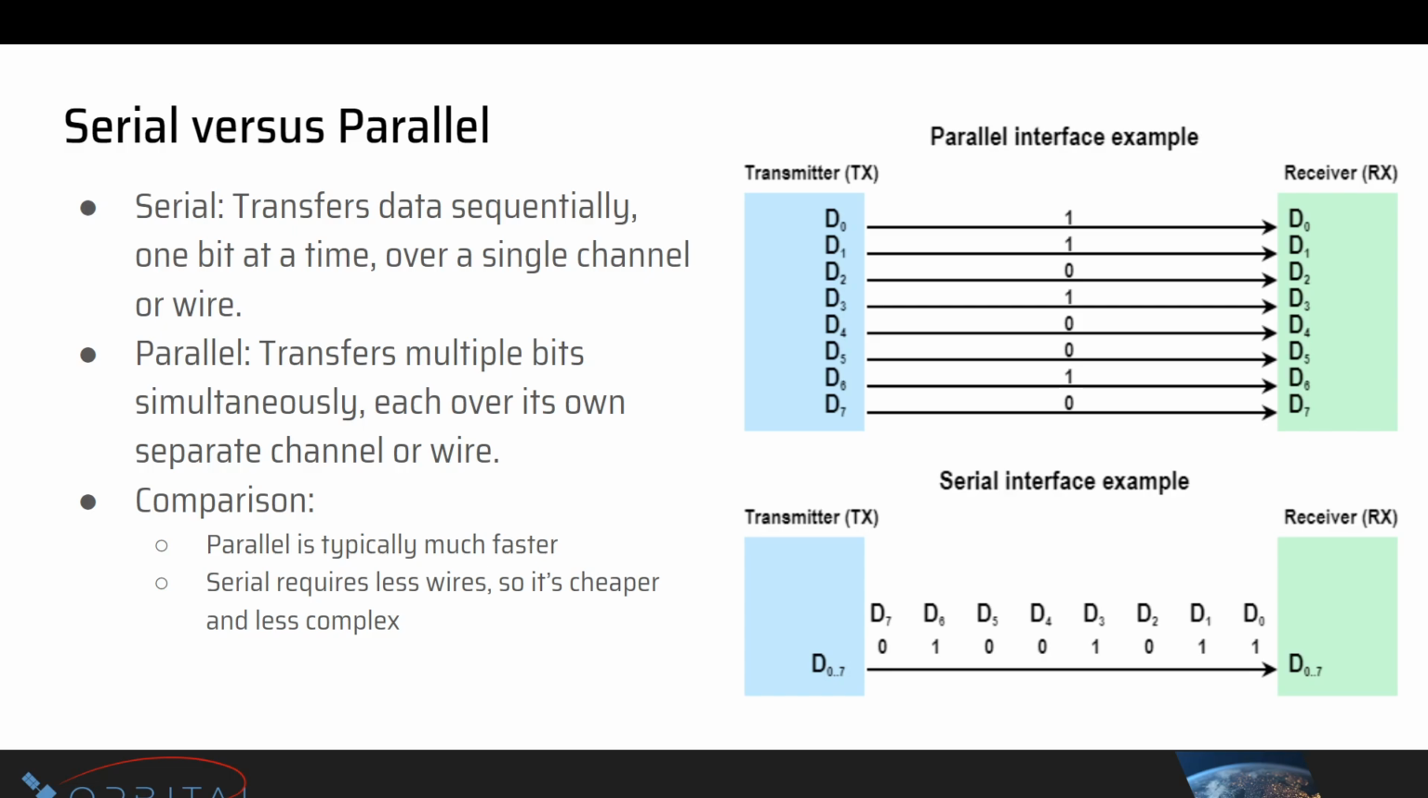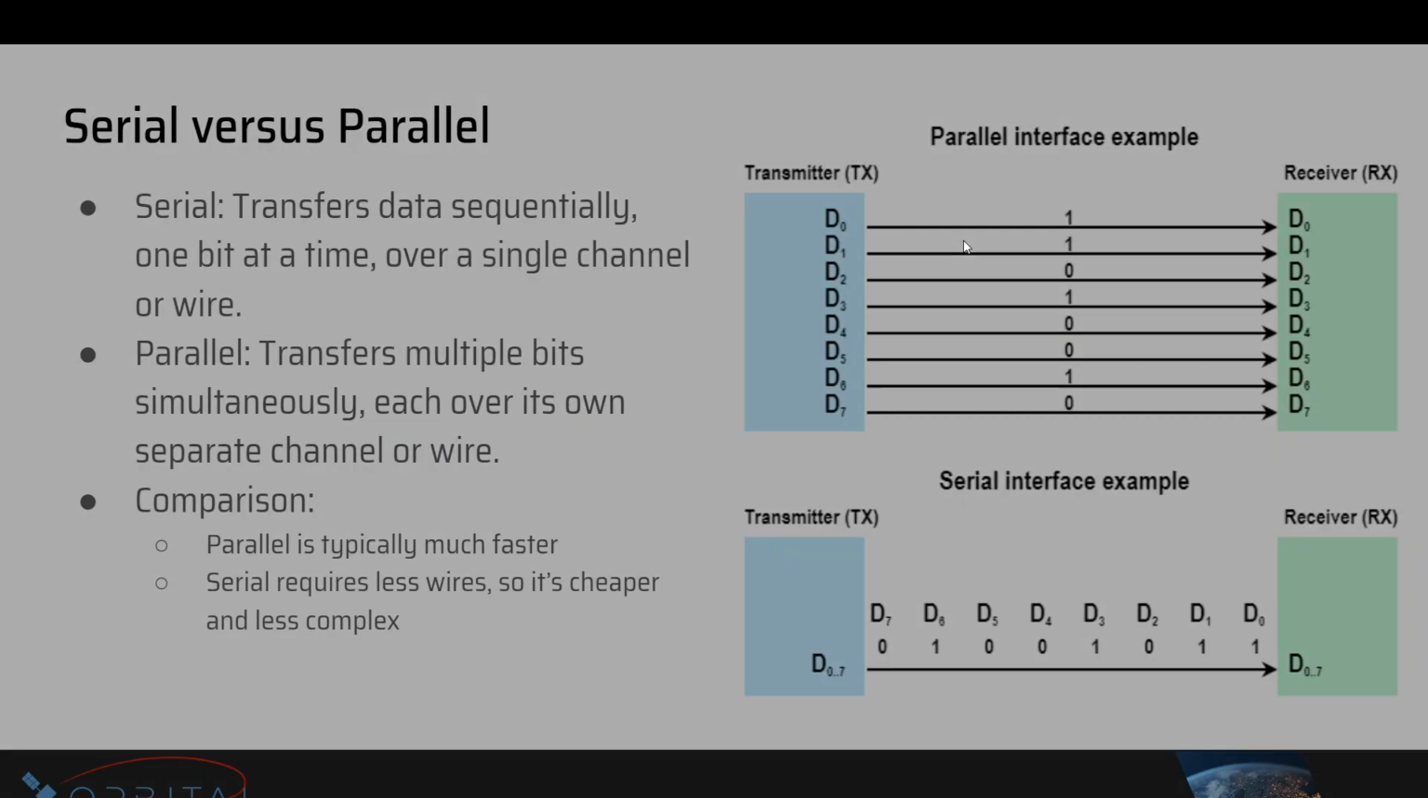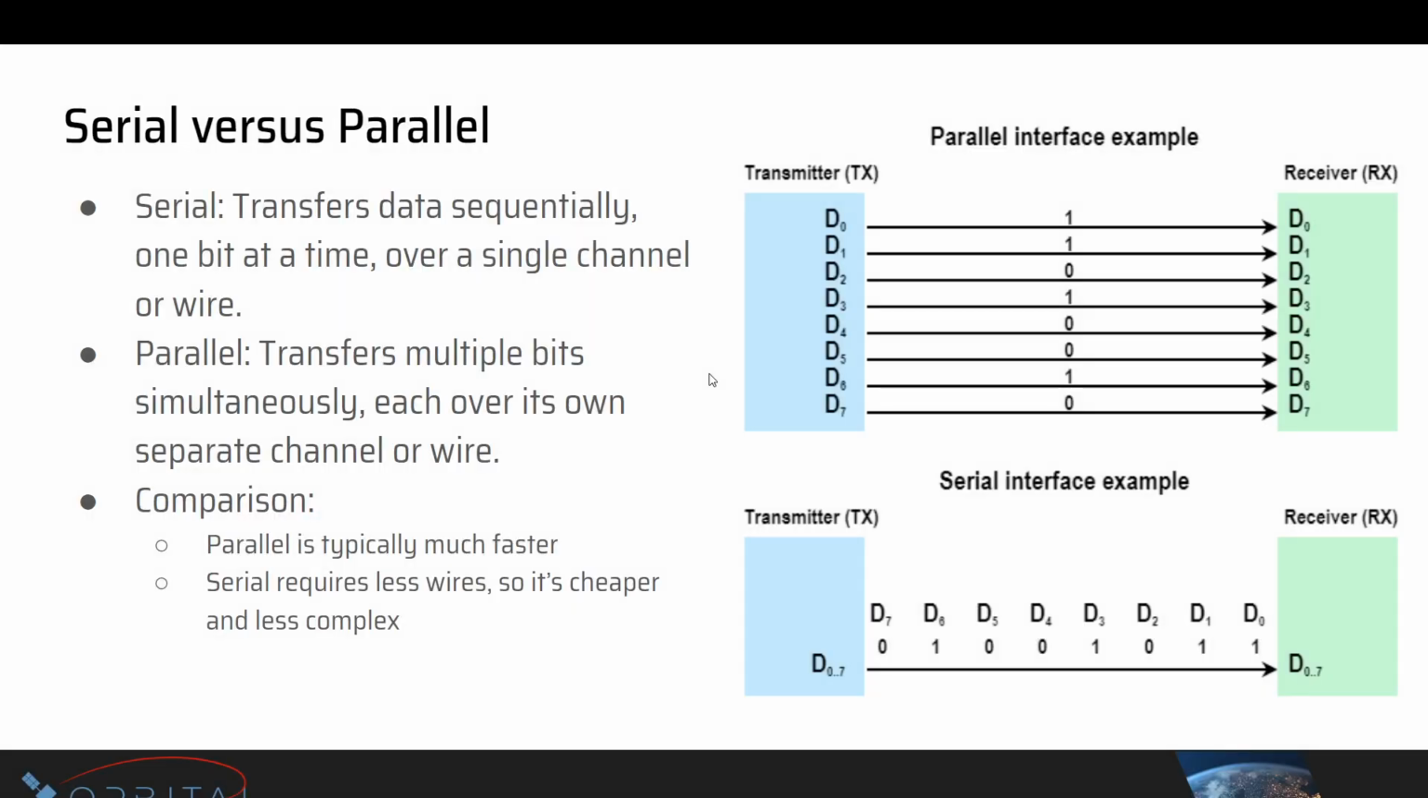What's the difference between serial and parallel? Serial, you're transferring data sequentially, one bit at a time over a single wire. Whereas with parallel, you basically have multiple wires so that you can send multiple bits simultaneously, and each bit has its own wire. So like you can see here, in the bottom example, it's a serial. So you have one wire.